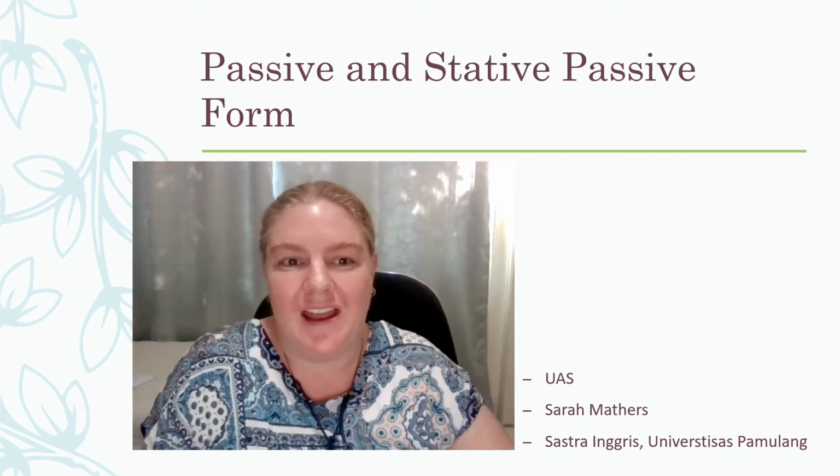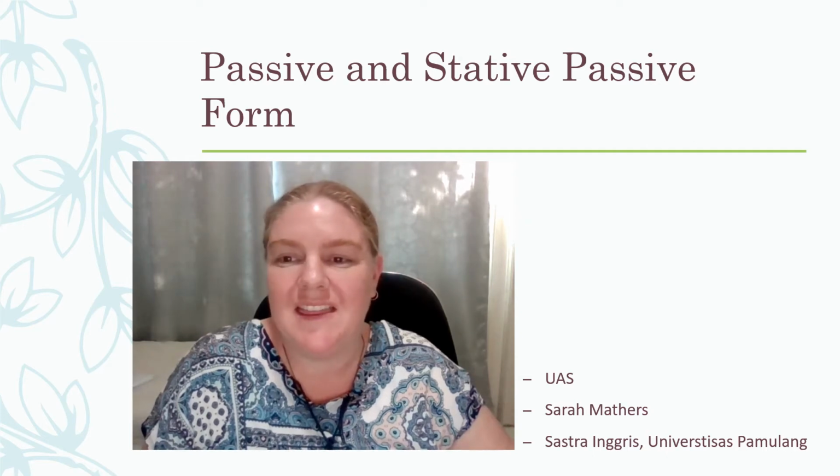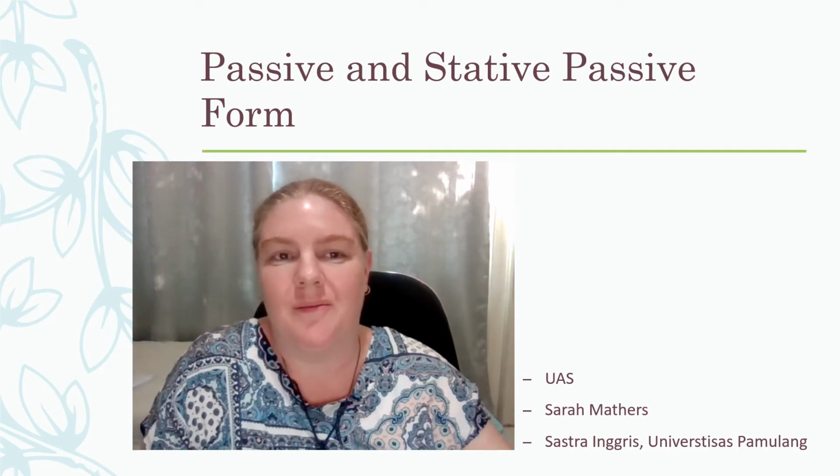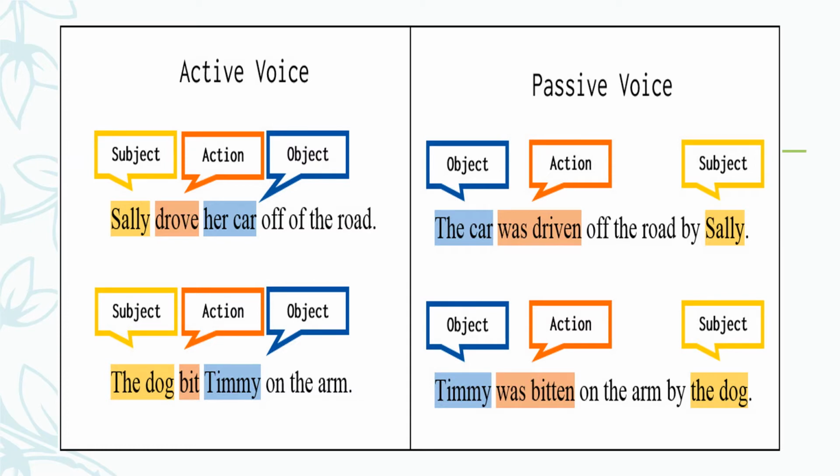My name's Sarah, and I'm here to talk to you about passive and stative passive forms. As we learn about passive form and the stative passive form today, we can't go past using the active voice. The active voice is the opposite of the passive voice. You can see here in the diagram, the active voice uses the form subject, action, and object, whereas the passive voice uses the object, the action, and then the subject.